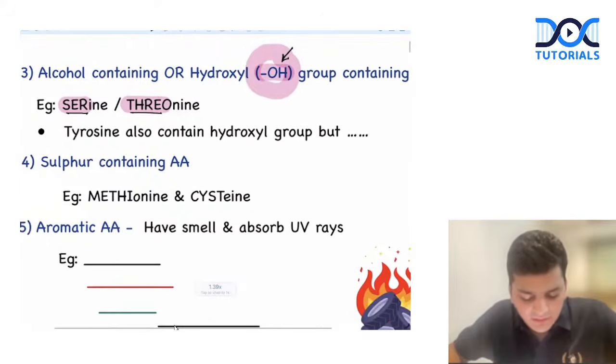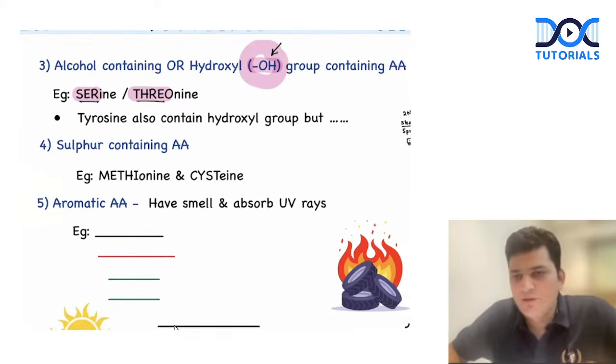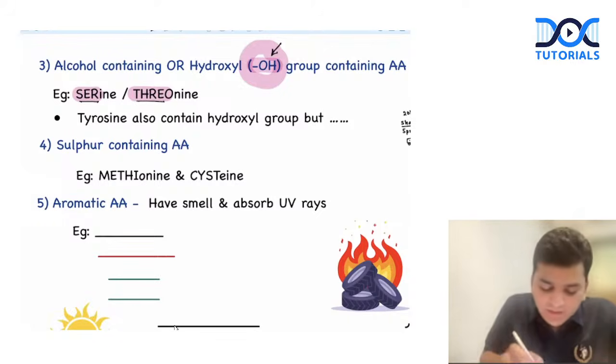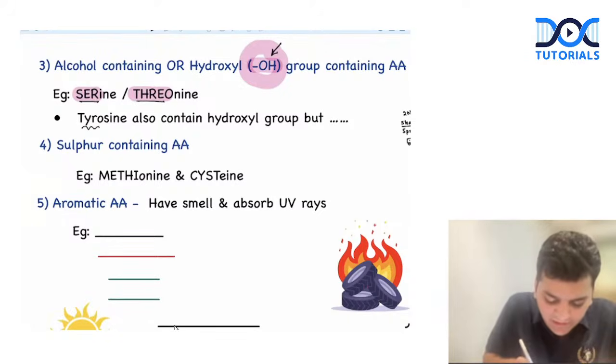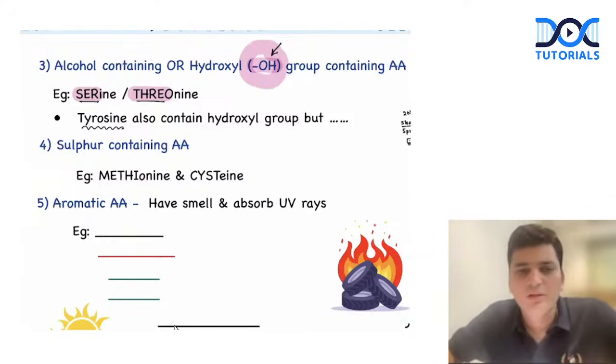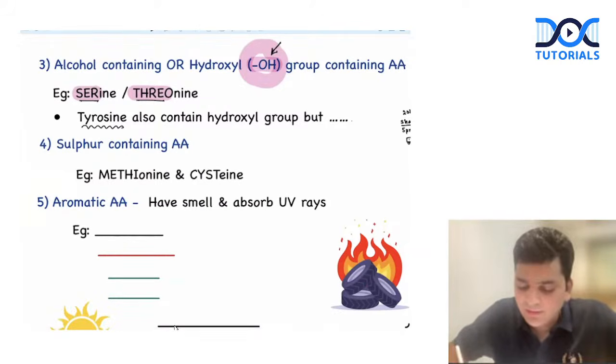But there is one more amino acid that contains alcohol, and deliberately we are writing that in a separate line, and that is tyrosine. Tyrosine also contains a hydroxyl group. But why are we writing it in a separate line? In the next 5 minutes, we'll complete that and come back here and write down why we have written tyrosine in a separate line.